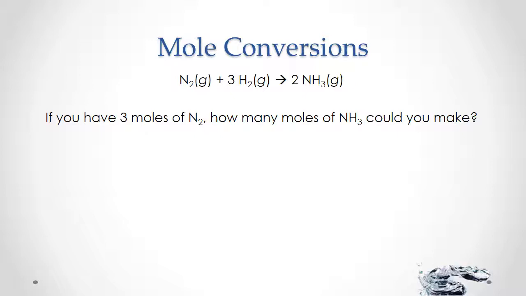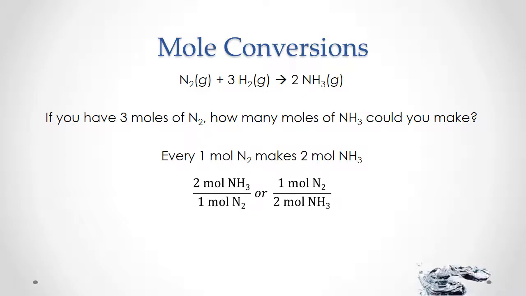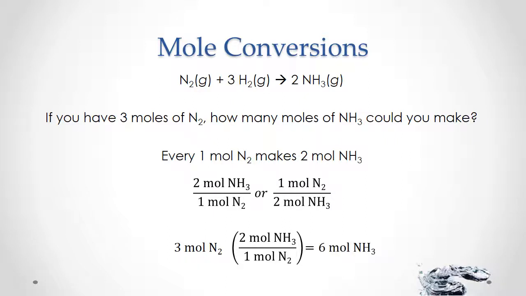Well, now we're going to have to set up a different conversion factor. According to our equation, for every 1 mole of N2, you're going to make 2 moles of NH3. So I can set up my conversion factor in one of 2 ways, and I'm going to choose to set it up with the one on the left, the 2 moles of NH3 over 1 mole of N2. So when I do my conversion, I'm going to start with 3 moles of N2 multiplied by my conversion factor, 2 moles of NH3 divided by 1 mole of N2, and that's going to give me 6 moles of NH3.